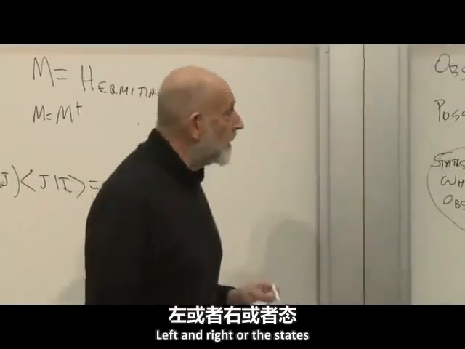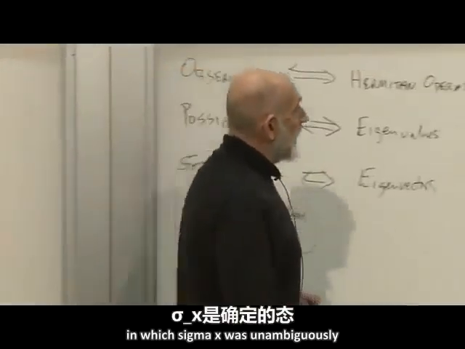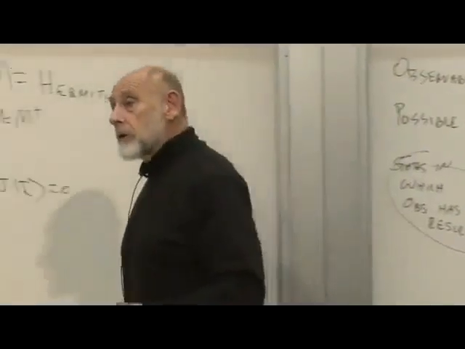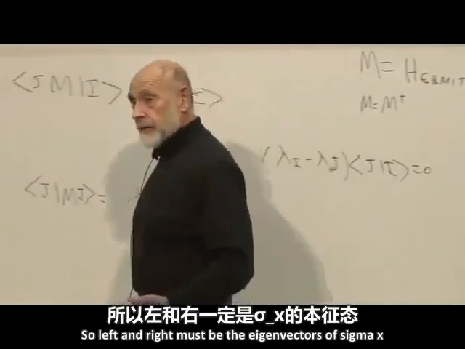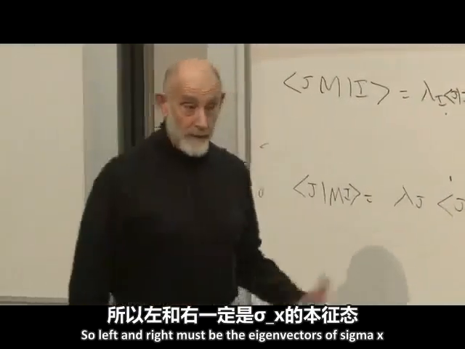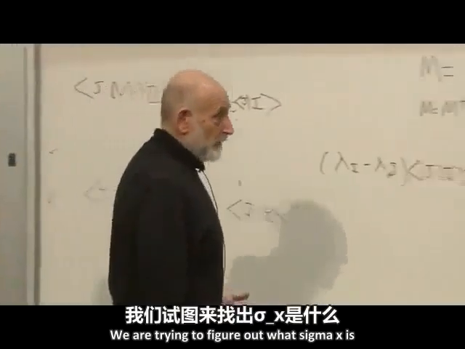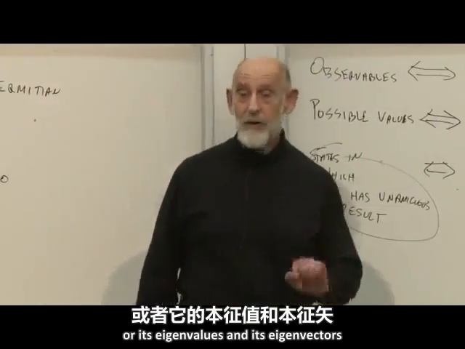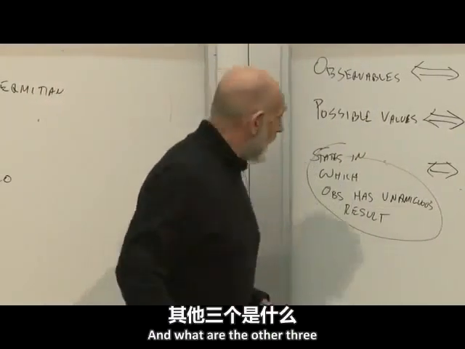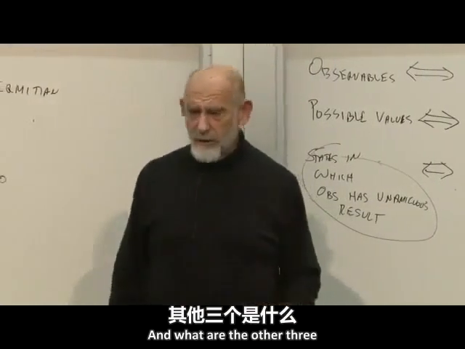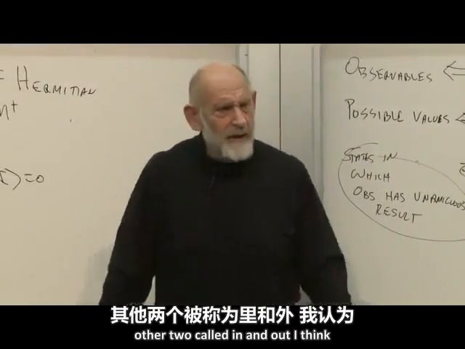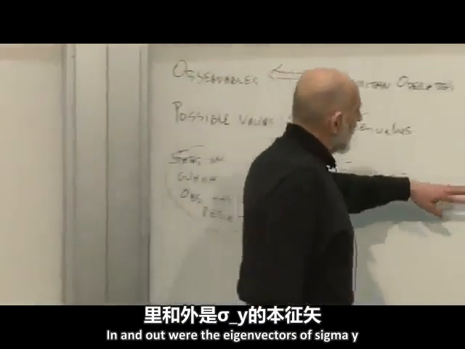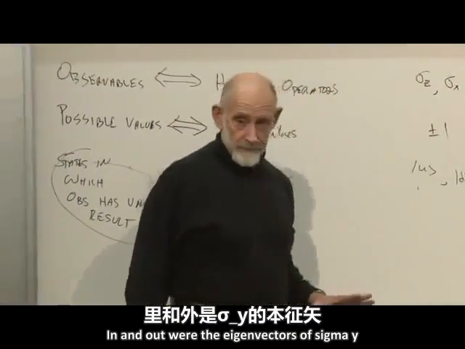Left and right were the states in which sigma x was unambiguously either +1 or -1. So left and right must be the eigenvectors of sigma x, whatever sigma x is. We're going to try to figure out what sigma x is, knowing its eigenvalues and its eigenvectors. And the other two were called in and out, I think. Yeah. In and out were the eigenvectors of sigma y.